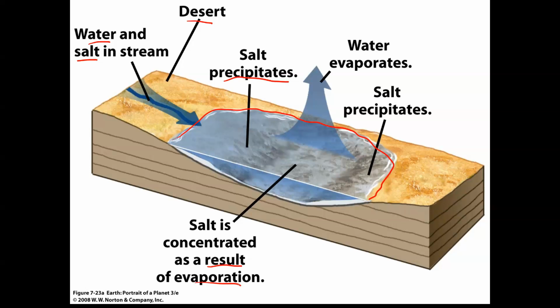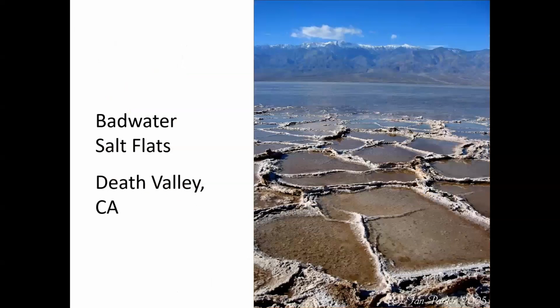So which type of rock is this? Well, these are chemical sediments, because they're forming from precipitation. And specifically, they're evaporites. Here's an example of one of those.